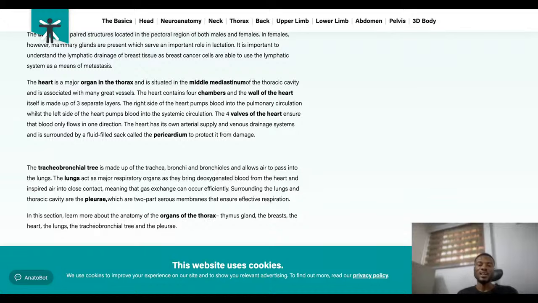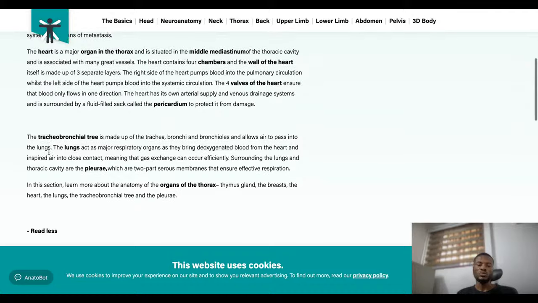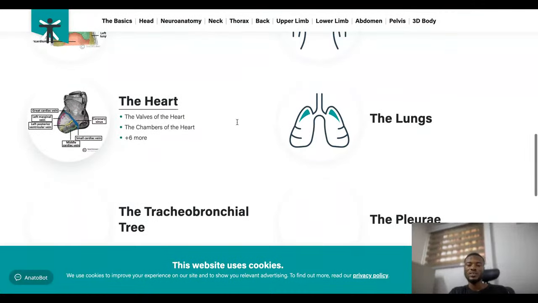We know that the heart has four chambers, right? You have two atria and two ventricles. The atria and the ventricles are separated by valves. We have the tricuspid valve on the right, and then the bicuspid valve on the left. We also have the aortic valve and then the pulmonary valve. These are things that you should know. The heart is covered by a pericardium, and what have you. You can look at the tracheobronchial tree and all that.